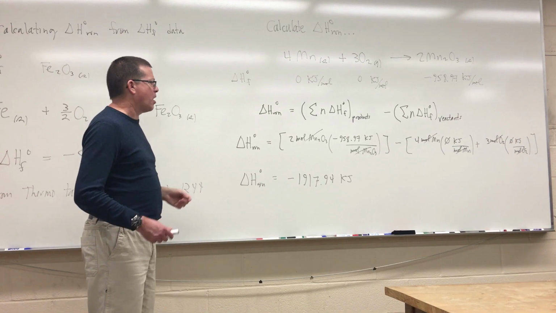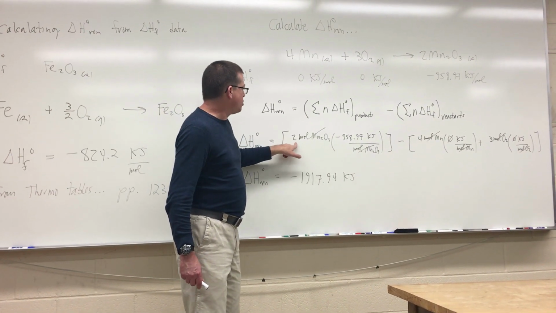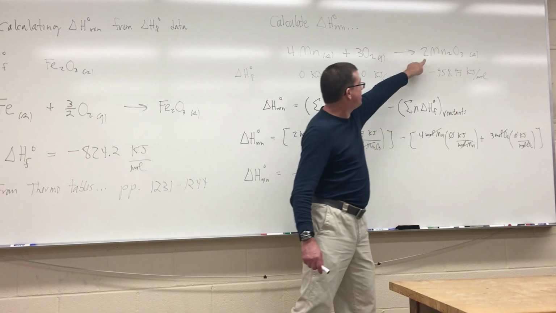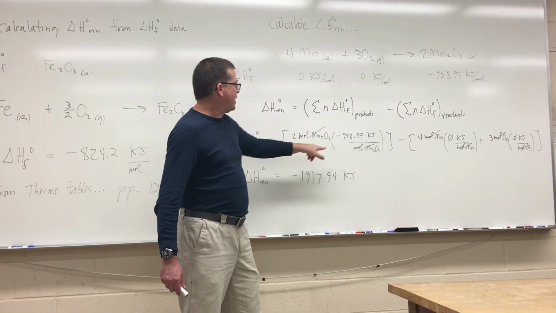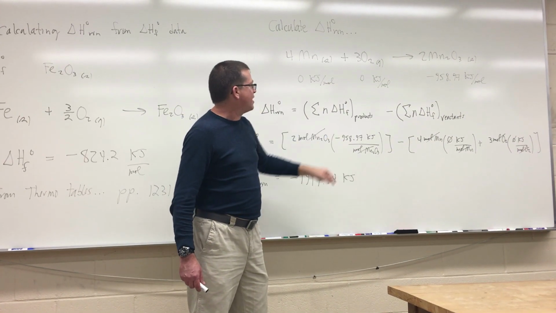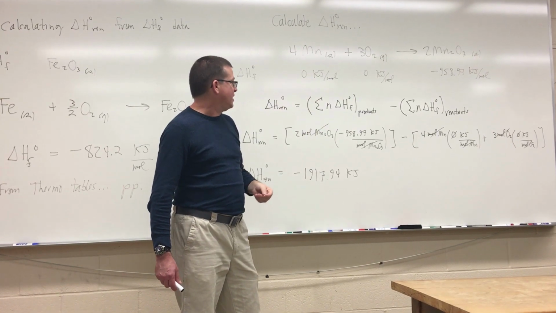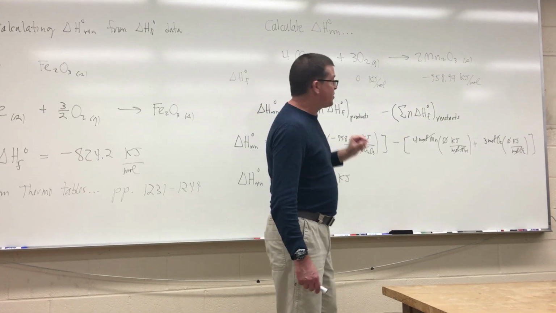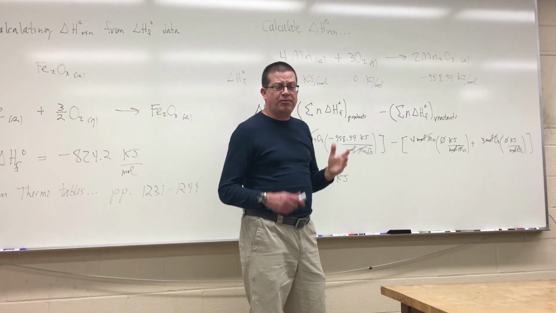So starting out with the products first. So in the brackets here, n, 2 moles of Mn2O3. So there's my 2, which corresponds to the stoichiometric coefficient of 2 up front here. Now multiply that by the minus 958.97. That's my delta H of formation for the manganese oxide. All right? And then what I'm going to do is set up another set of brackets to account for the reactants here.